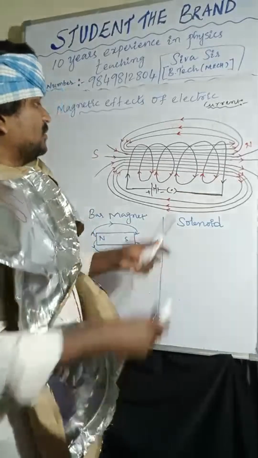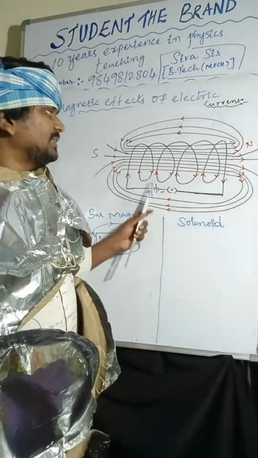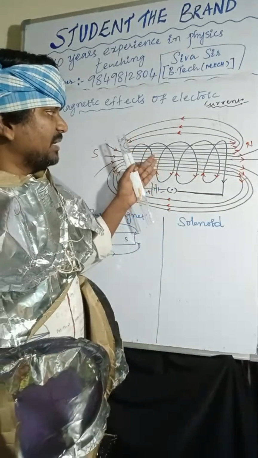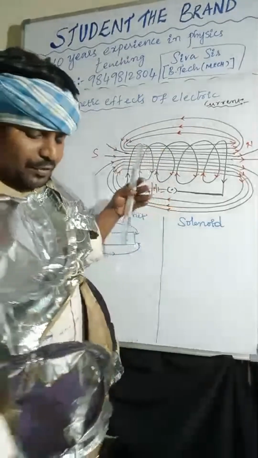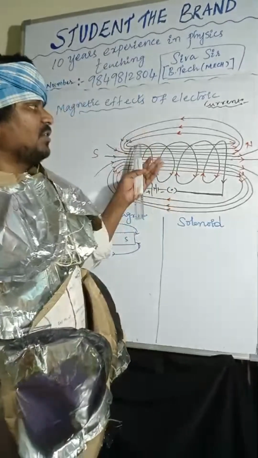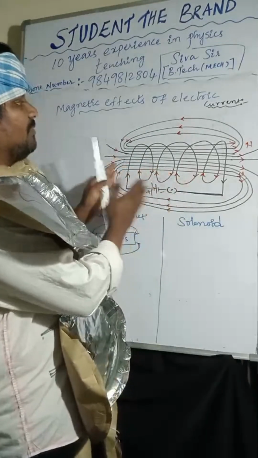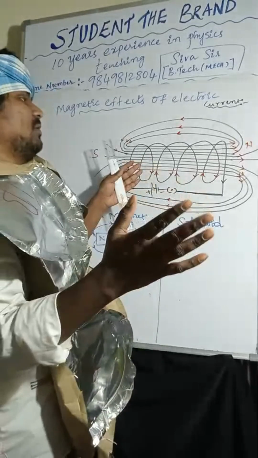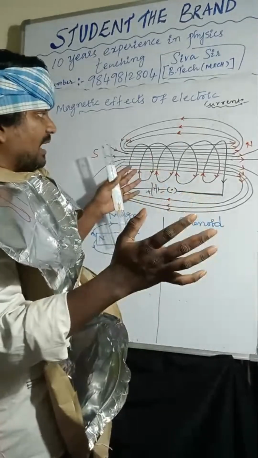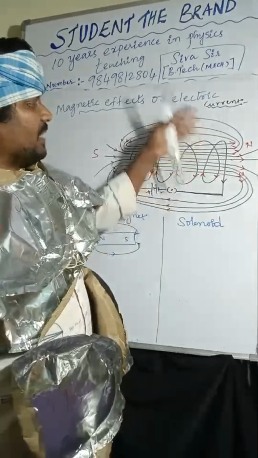Whereas in a solenoid, if you increase the current, automatically the magnetic field will increase. If you increase the number of loops, the magnetic field will also increase. If you increase the gap between the rings, the magnetic field around the loop will also be more.